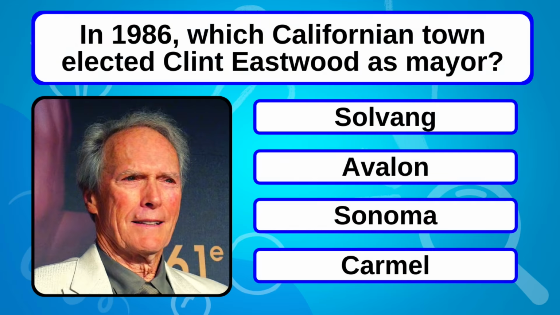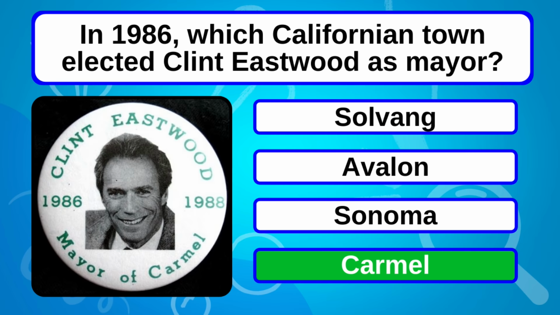Question 27. In 1986, which Californian town elected Clint Eastwood as mayor? Solvang, Avalon, Sonoma, or Carmel? Carmel.